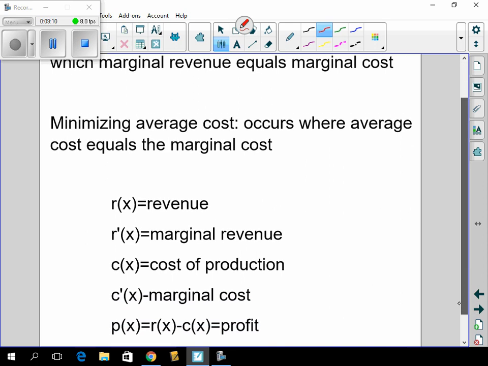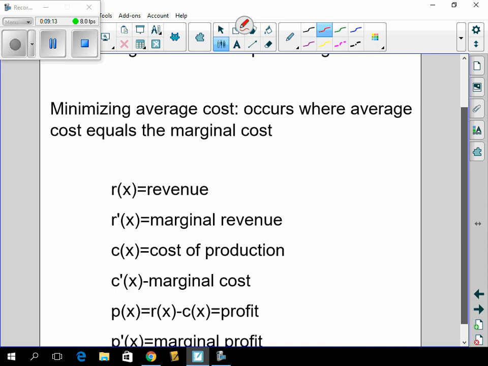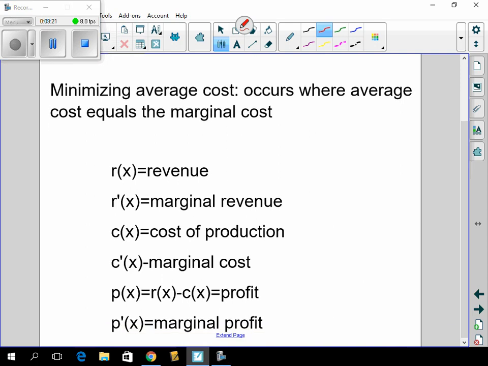So we use R(x) to represent our revenue. That's what the company makes when they sell a product. And the derivative of that is the marginal revenue. And then C(x) is the cost, so that's how much it costs to actually make the item. And the derivative of that is our marginal cost. And then we say profit is equal to our revenue minus our cost. So how much money we made creating a product minus how much it actually costs to make that product, that's our profit, and the derivative of that is marginal profit. So we're going to be using these in the next problem to find maximum profit and minimize our average cost.